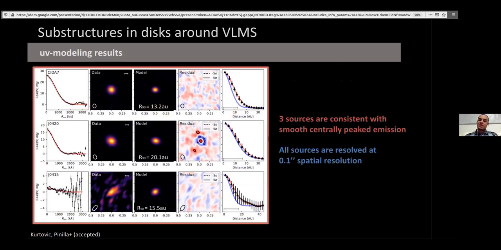So these are the visibility modeling for the disks that are very compact. We just described them with a single Gaussian. And you see that a single Gaussian is a very good model for CDA7 and GO415. There are some 5 peak sigma residuals in JO420, but most of the emission is still very well described by a single Gaussian in this source.